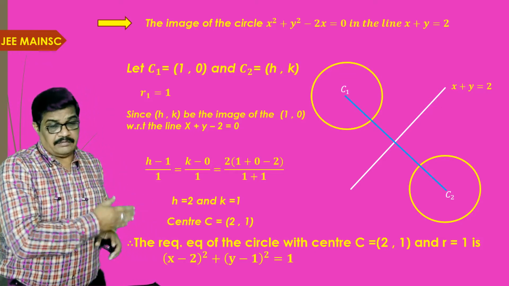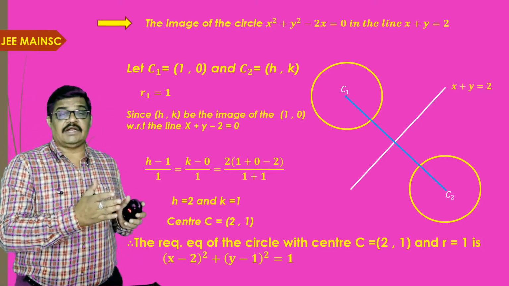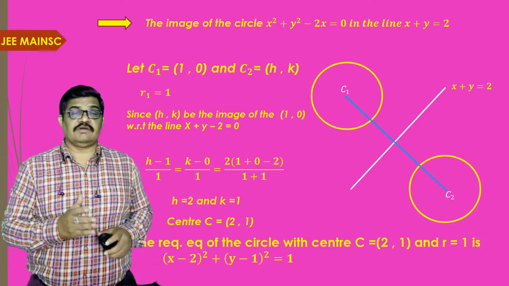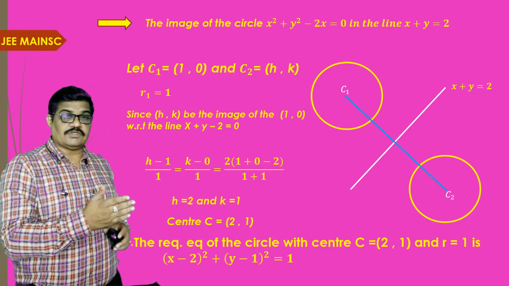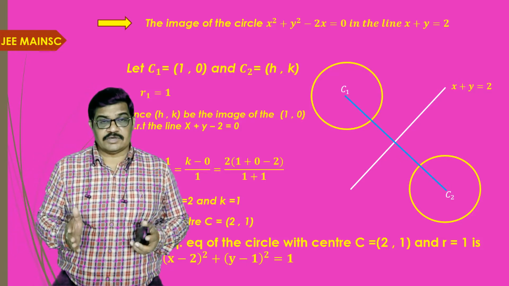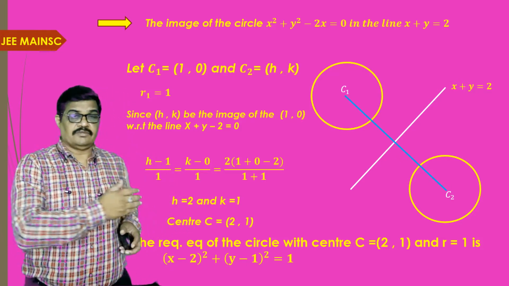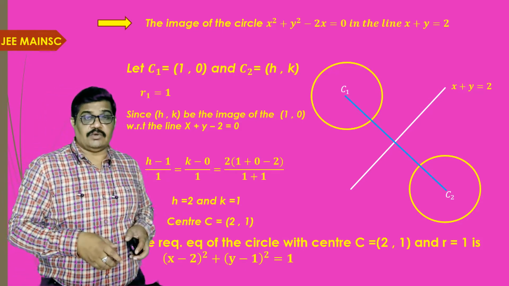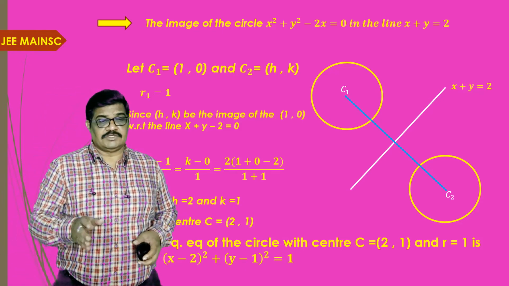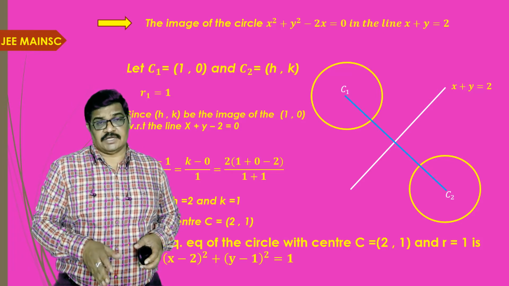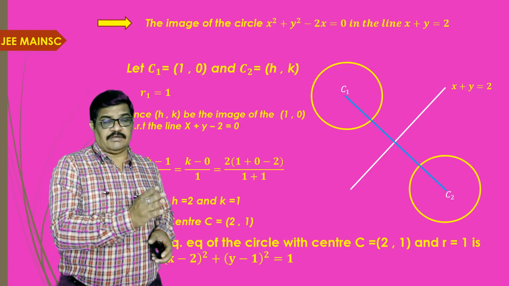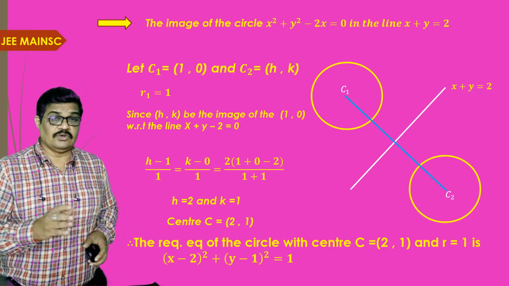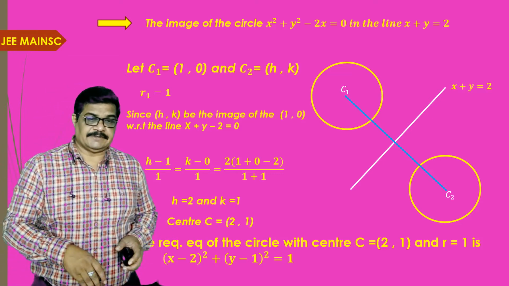Therefore, the required equation of the circle with center at (2, 1) and radius 1. What is the circle formula? (x − x1)² + (y − y1)² = r². From that formula we are getting (x − 2)² + (y − 1)² = 1. This is our required equation of the circle, which is the image of the given circle with respect to the given line x + y = 2. Okay. Next.